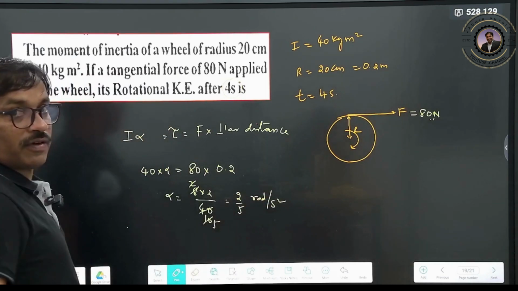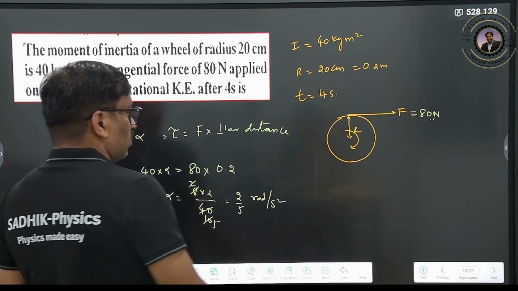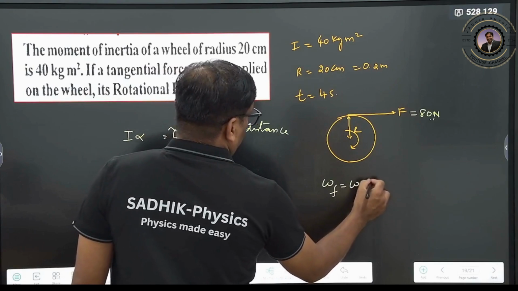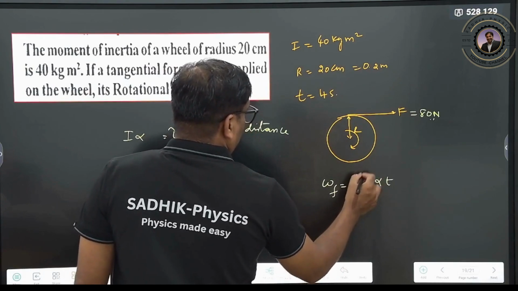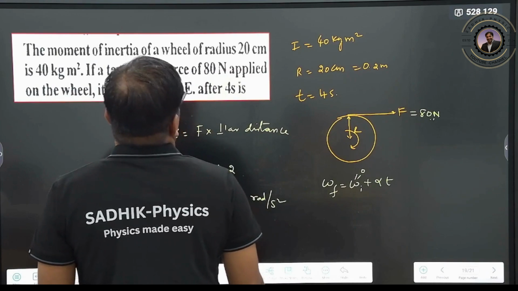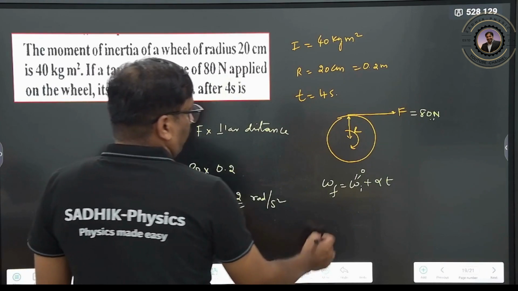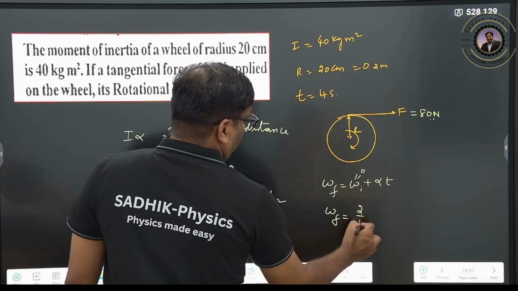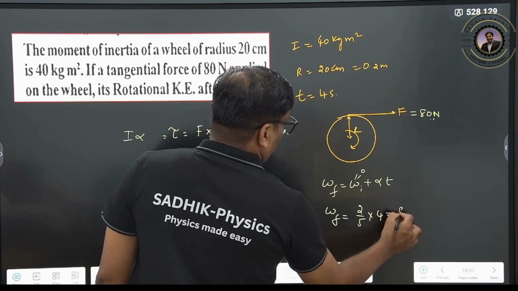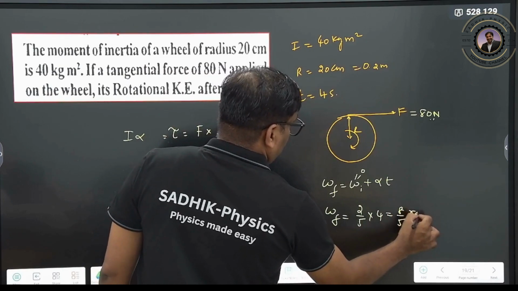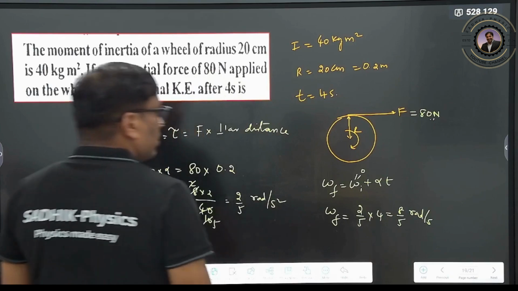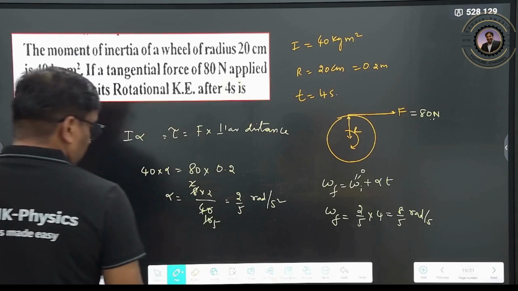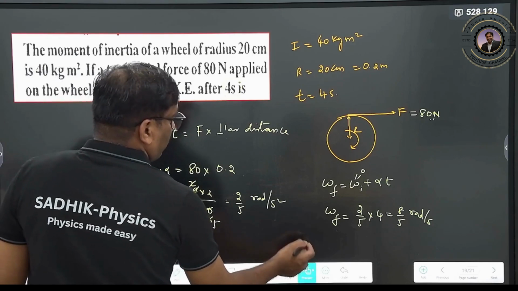We don't want alpha, we want omega. So therefore here time is given, no? Omega final will be equal to omega initial plus alpha into t. Assume it started from rest. So therefore omega final, you can write down, alpha is how much, no? 2 by 5 into 4, therefore 8 by 5 radian per second. So we got it, no? We want to calculate kinetic energy, right? So what is the kinetic energy formula here now?